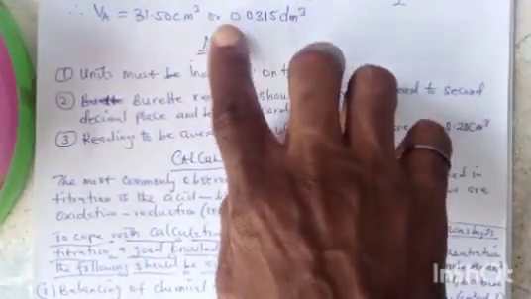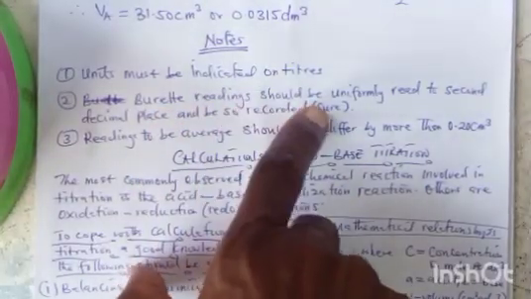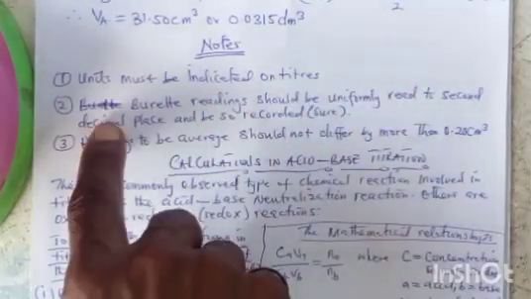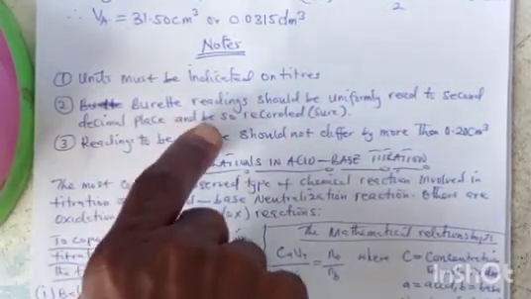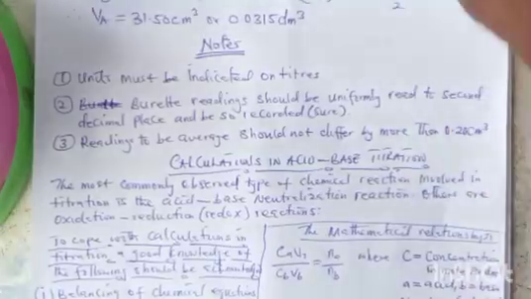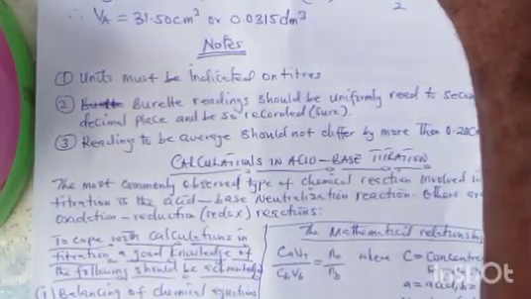After solving, you must observe the units. Burette readings should be uniformly read to the second decimal place and so be recorded. So you can see that these are in second decimal places.